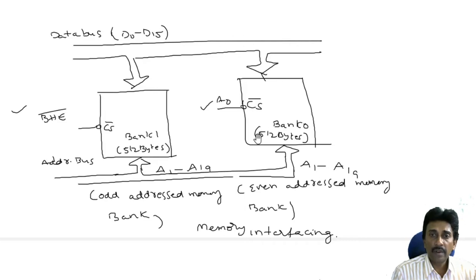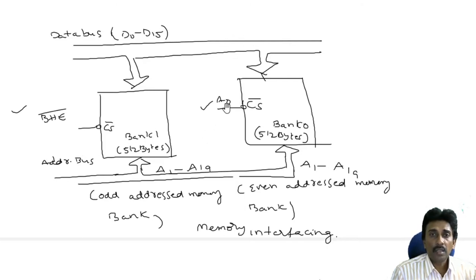This even bank is 512 KB and the odd bank is also 512 KB. So each bank is divided into 512 KB. The even bank is nothing but even memory addresses will be saved here, and the odd bank is nothing but odd memory addresses will be saved in the odd memory bank.